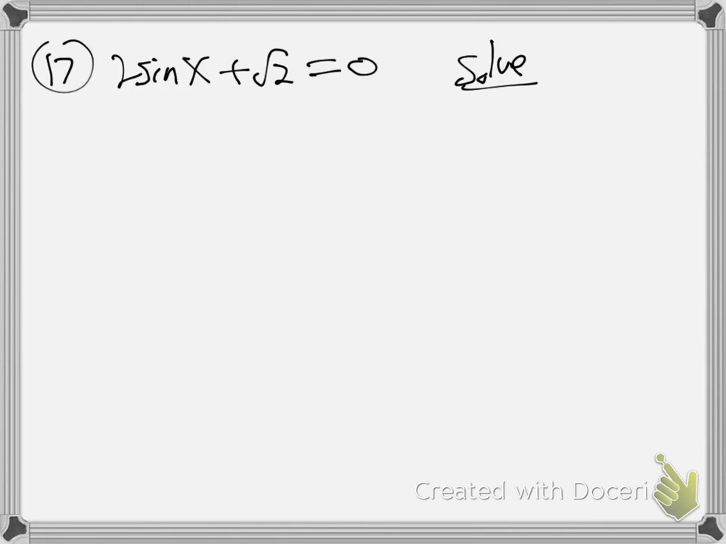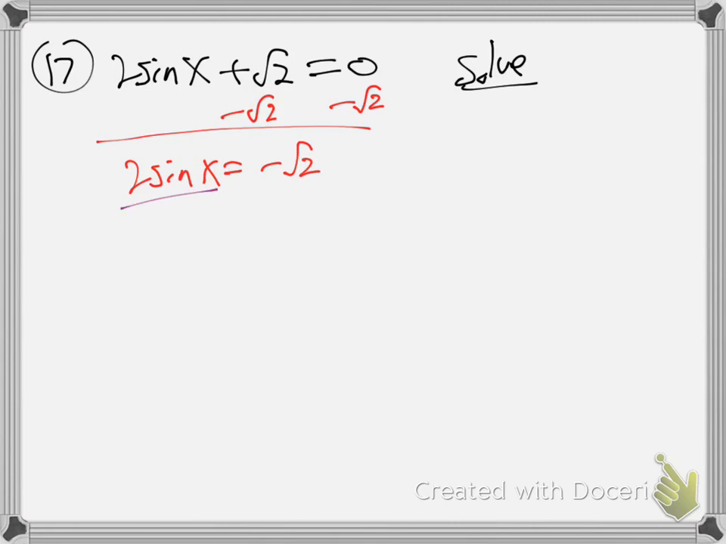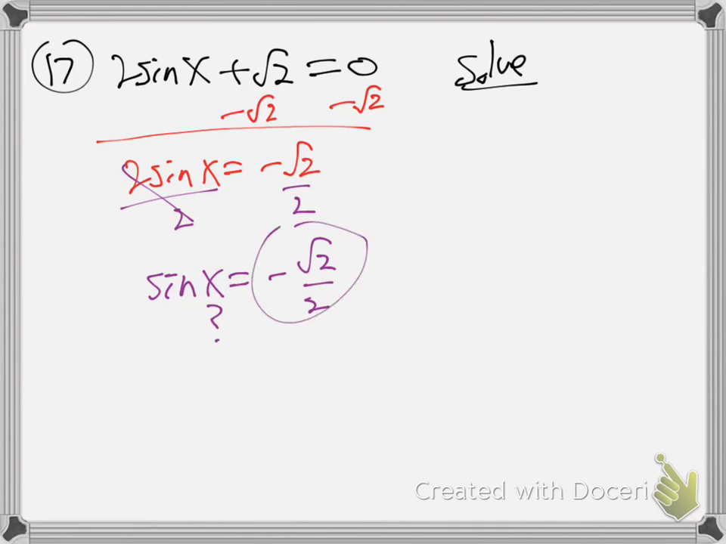Subtract. Yeah, get this alone. So subtract the root 2, or just move it to the other side, same thing. 2 sine x is minus root 2, then we divide by 2, right? So sine x is minus root 2 over 2. We good to there? This is where, guys and gals, the unit circle will come in really handy. So now I'm saying the sine of what angle comes out negative root 2 over 2.